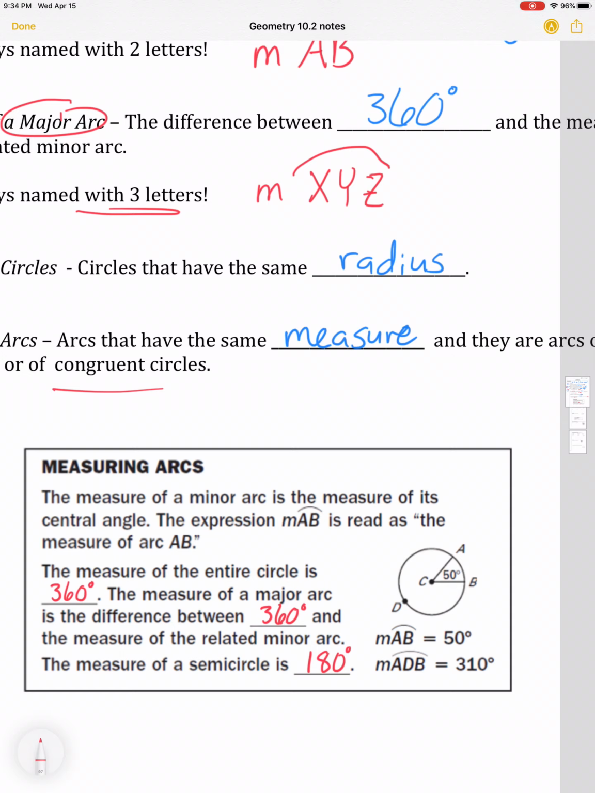Okay, and notice we talked about major and minor arcs. The minor arc, AB, uses 2 letters, the major arc, A to D to B, in blue, that uses 3 letters. So that way you know which one they're talking about. If you just said AB, I wouldn't know if you meant AB in the red or A to B in the blue. So that's why we have to use 3 letters compared to 2 letters.